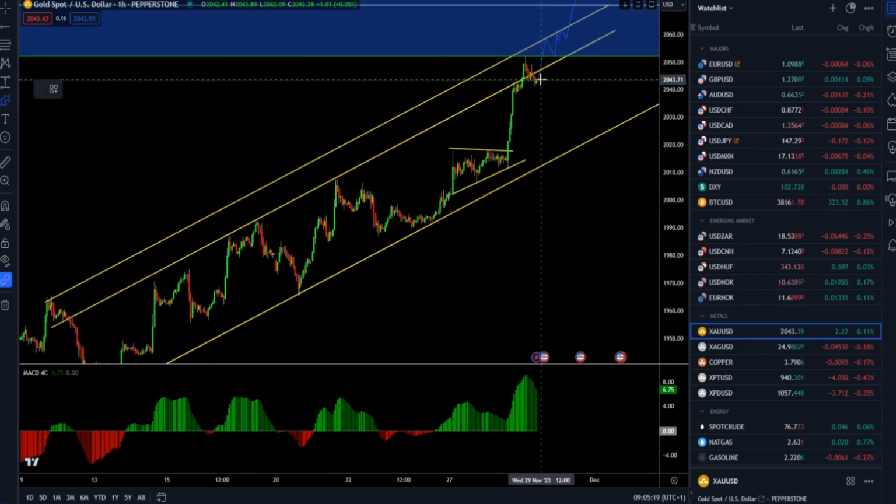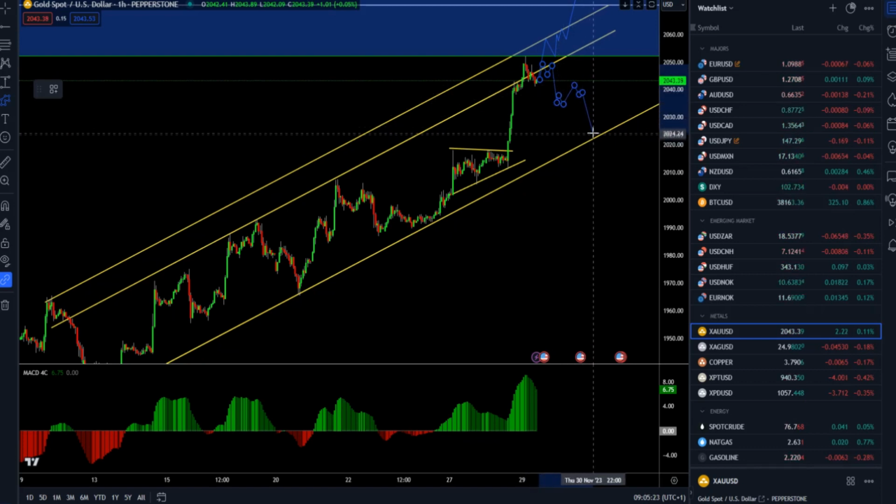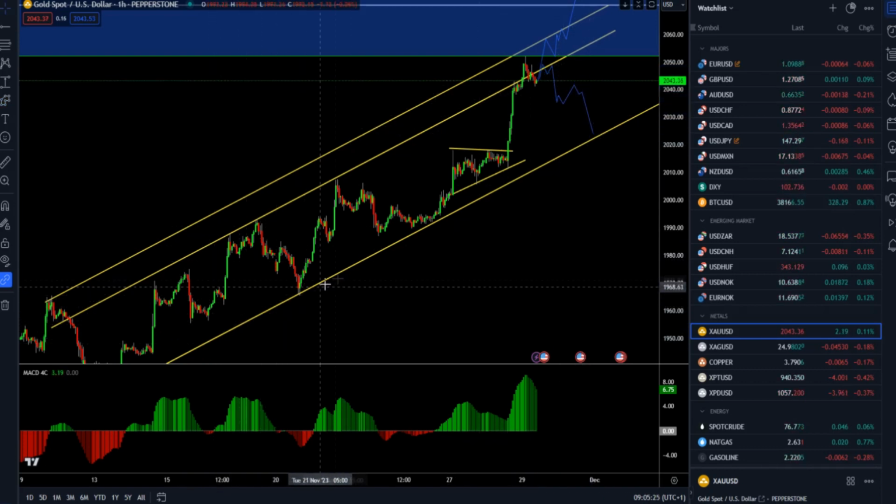But if that's not the case, if we see some rejections here, a supply kicked in, so there is a chance for the lower prices and back to this lower diagonal trend line, rising trend line of this channel.